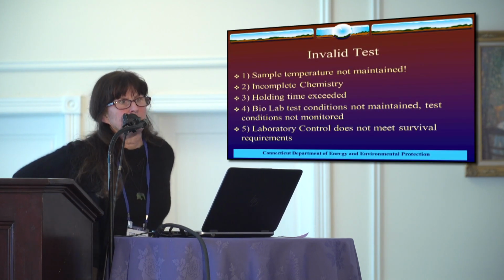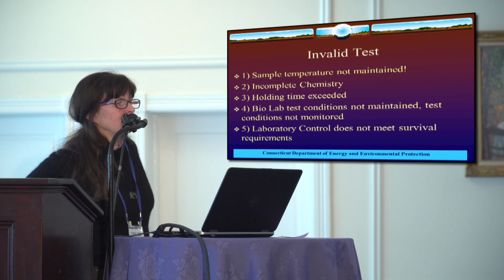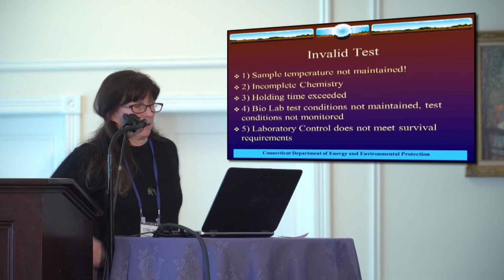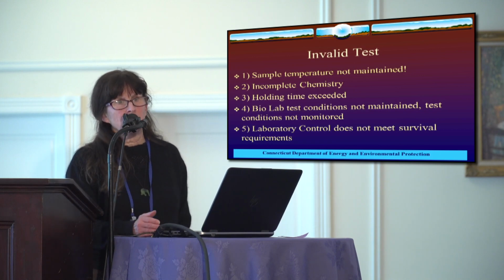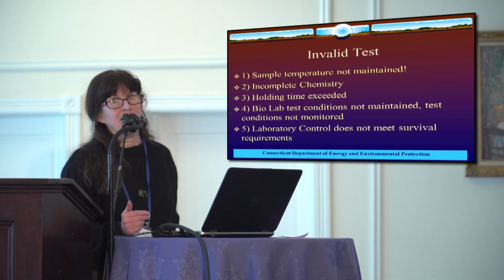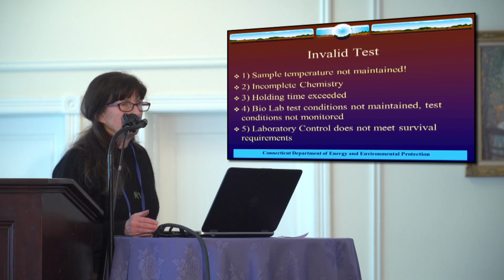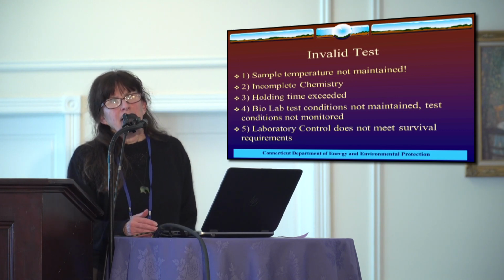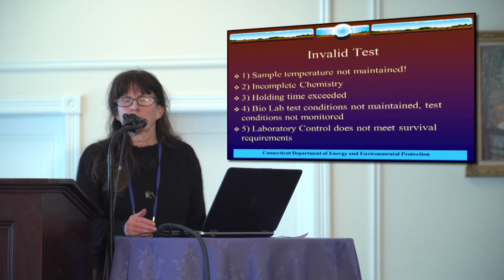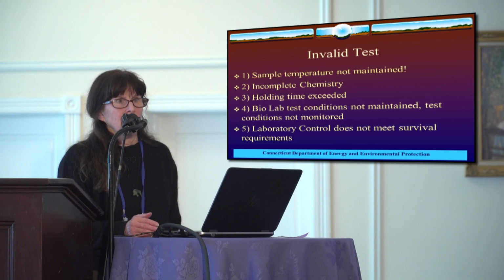But lately, we've been having invalid tests. So what would you do if your test was invalid, and what might invalidate your test? Sample temperature. If your sample arrives at the lab at 10 degrees, chances are you're redoing it within 30 days, or within 30 days of me saying, please, I just noticed your sample was warm. Incomplete chemistry. If you do only half the chemistry that you're required on your NPDES, we can make you retest the entire thing.